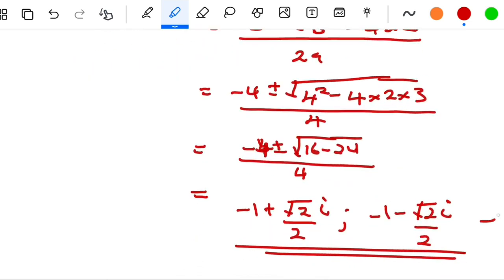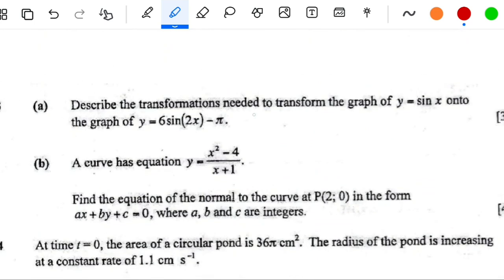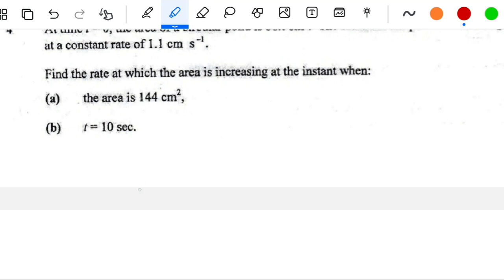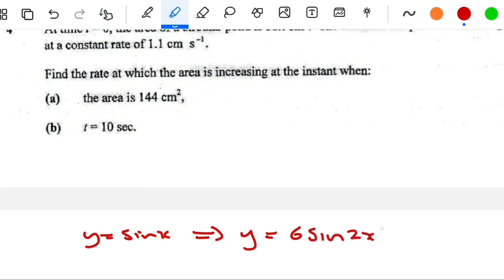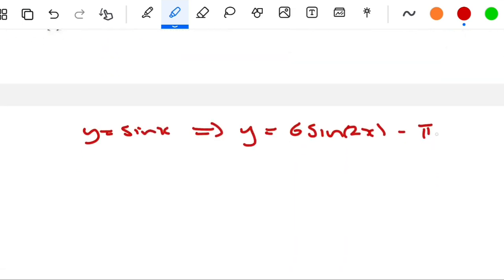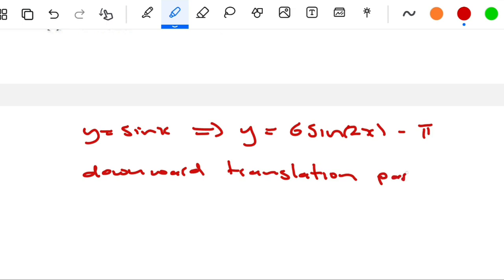The first one is negative 1. Number 3, describe the transformation needed for the transformation of this one onto this one. So we have y equals sine x onto y equals 6 sine 2x minus pi. Okay, so this pi means that it's a downward translation parallel to the y-axis.